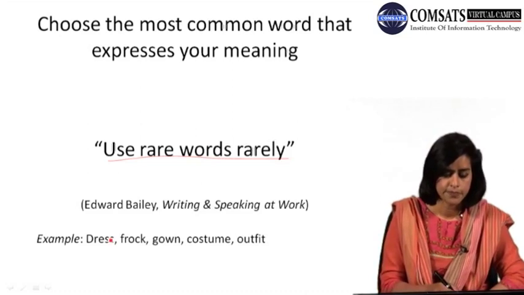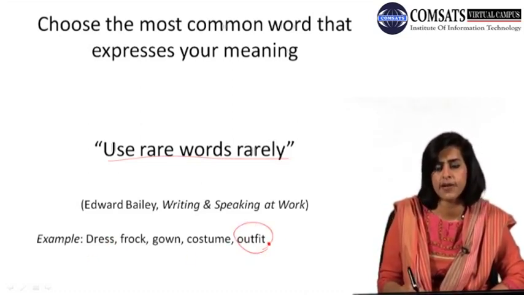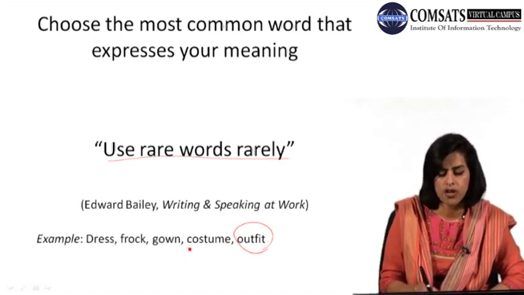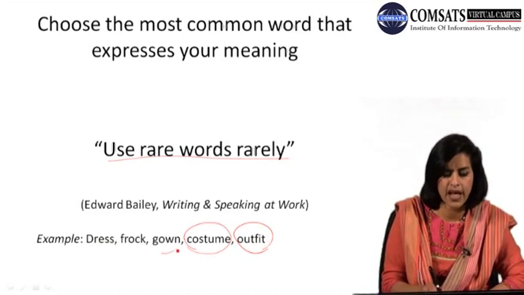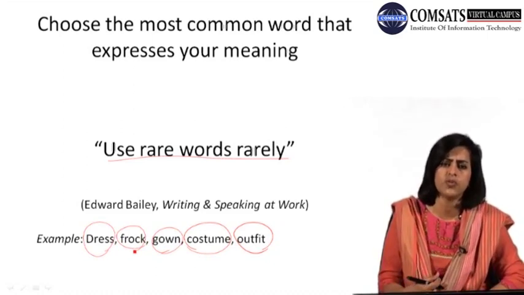For example, let's start from here. You say my outfit is from Outfitters. My outfit or my costume is of Outfitters. My gown is of Outfitters. My frock is of Outfitters. My dress is of Outfitters. Which one appeals to you most?